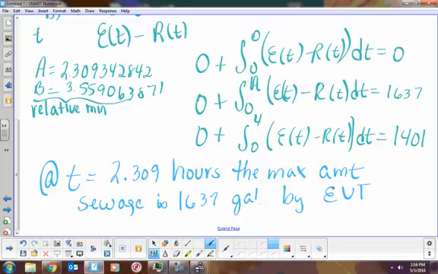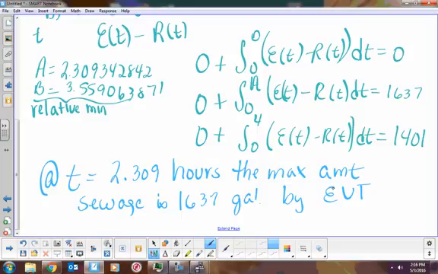EVT. That's the extreme value theorem. What, if you're not sure of which theorem, what do you say? Because the function E of t minus R of t is continuous. Even though they didn't tell us that, they should have told us that. So they didn't write a very good question, but they will on the exam. All right?